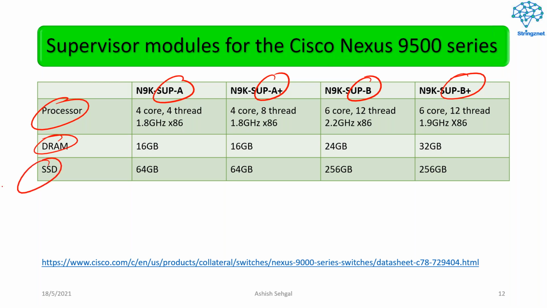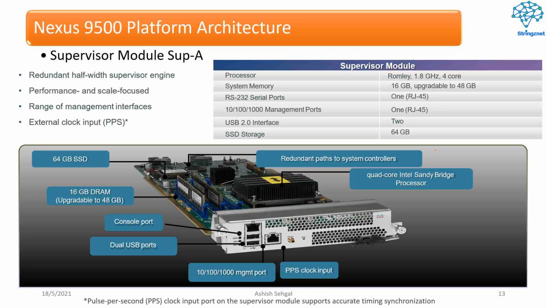You can see that supervisor engine B has a 256 GB of hard disk, and DRAM in supervisor B plus is 32 GB of DRAM. Highly capable. Okay. Now, the important thing with regards to these switches, first time introduced by Cisco in any of the models, is known as system controller.